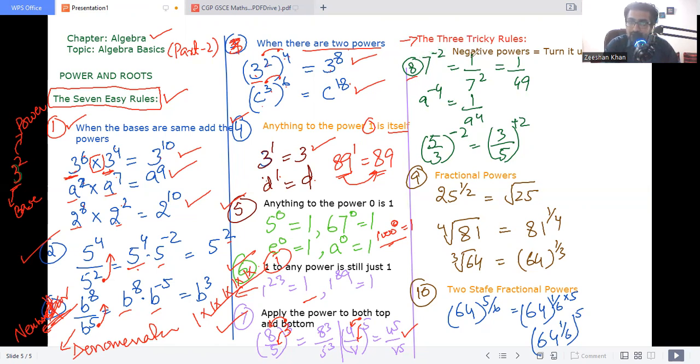So rule number 8 is negative powers: turn it upside down. For example, if you have the number 7 to the power negative 2 and you want to make the power positive, you take it down. So 1 divided by 7 to the power 2 is 1 by 49, because 7 to the power 2 is 49. Actually, what does 7 to the power 2 mean? It means multiply 7 two times. So 7 multiplied by 7 is 49.